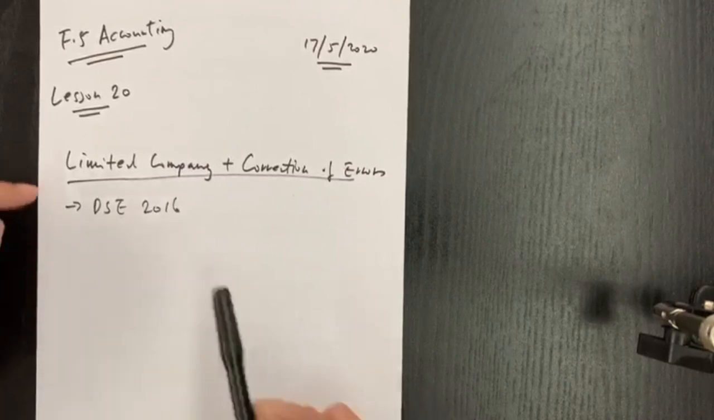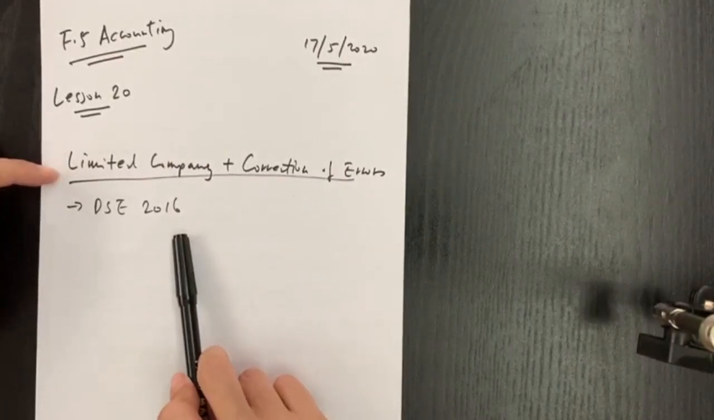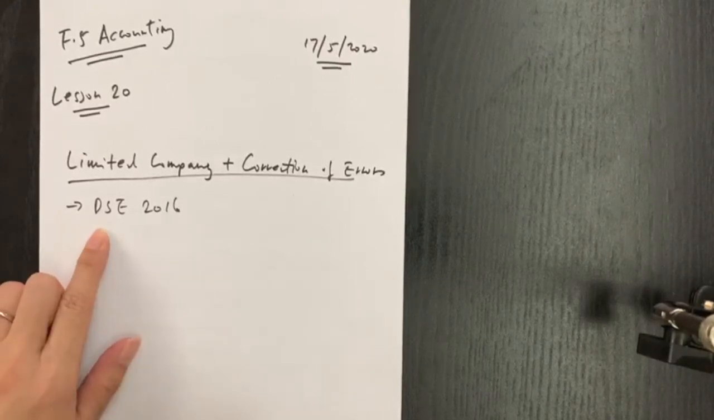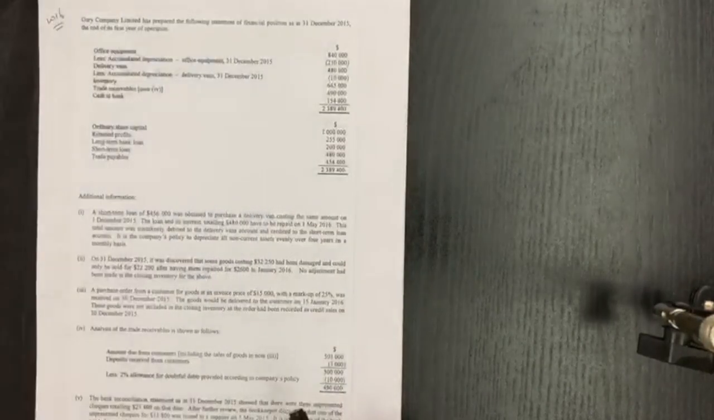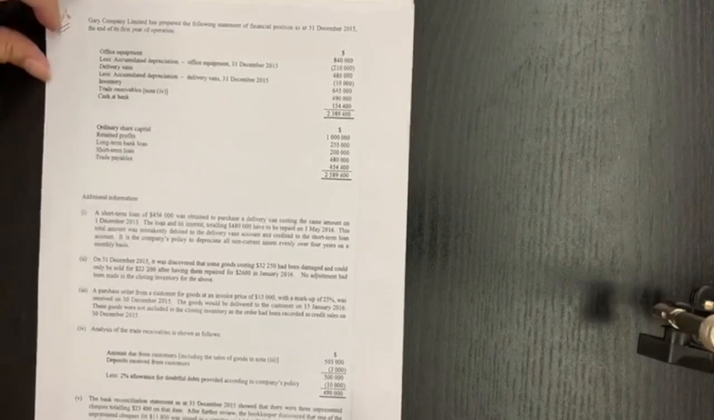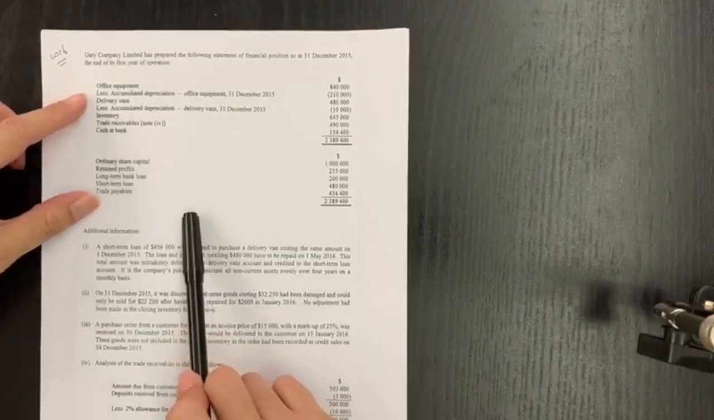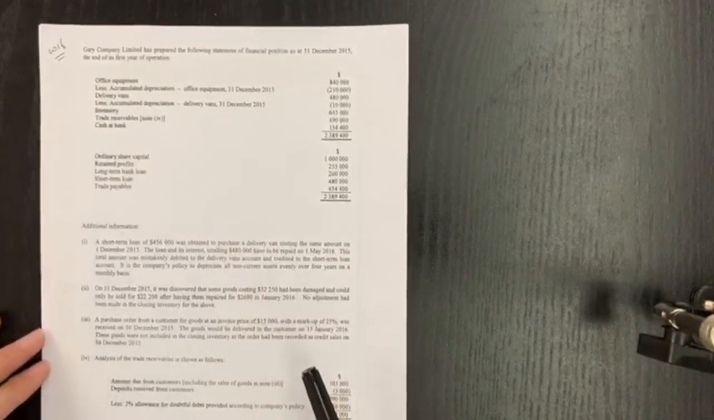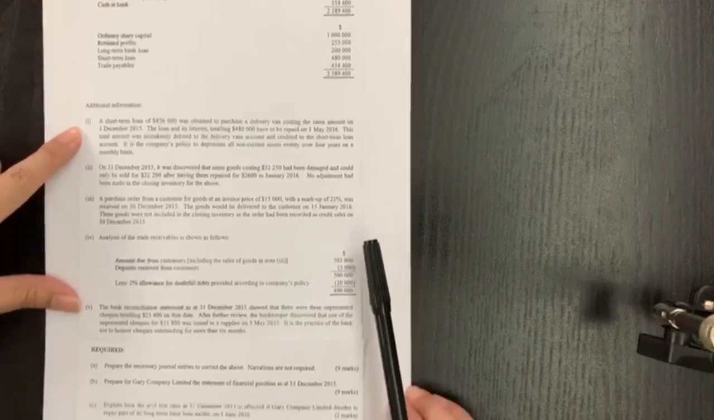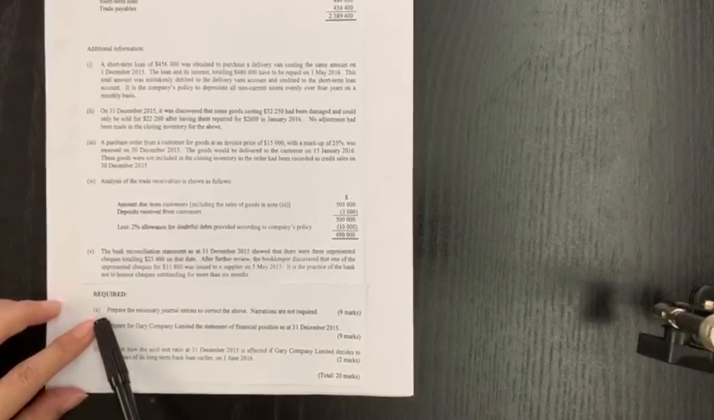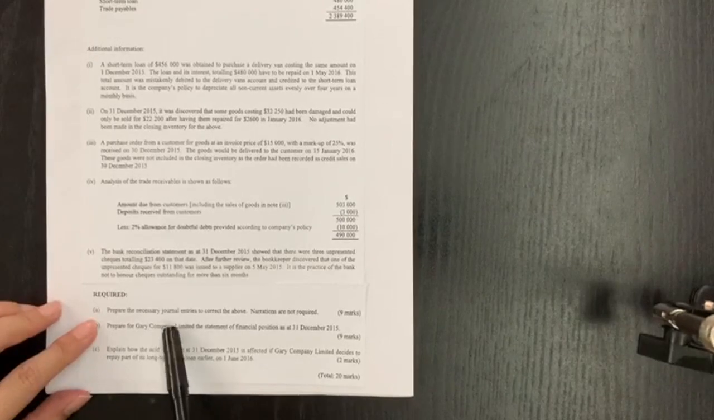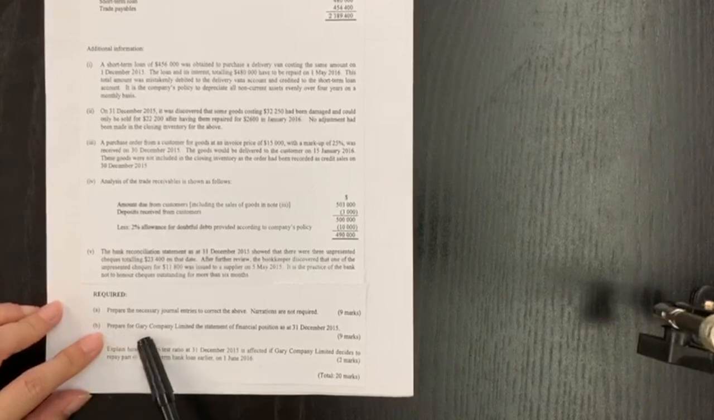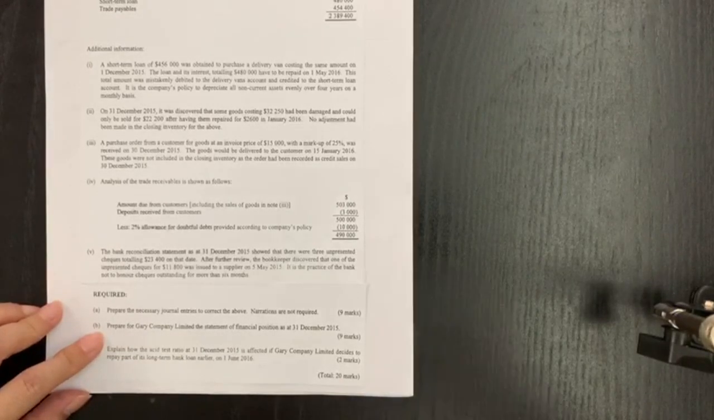Okay, so today's topic, we have two topics here: limited company and correction of errors in this DSE question in 2016. Let's look at the question here and see what we need to do. First, we are given a statement of financial position at the year end, and also some additional information. Now we need to, in part A, prepare necessary journal entries to correct the mistake.